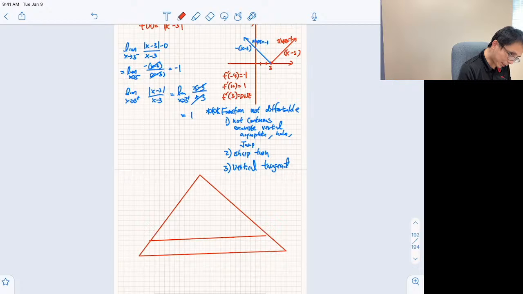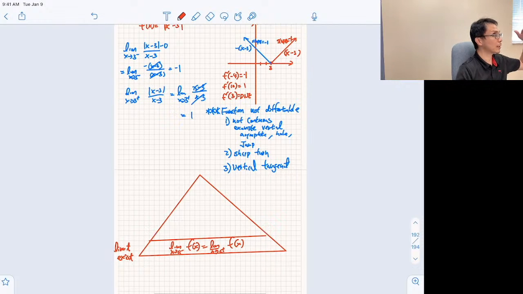The bottom is basically limit exists. So limit exists means the limit as x approaches a from the left of f(x) equals the limit as x approaches a from the right of f(x). Visually, it's going to look like this. Whether it's an open circle or closed circle doesn't matter, as long as they are connected in some way, the limit exists, right?